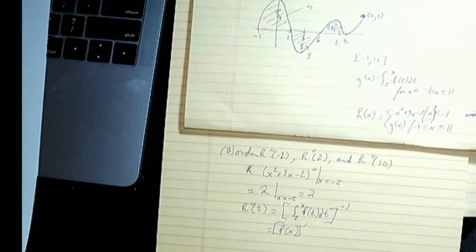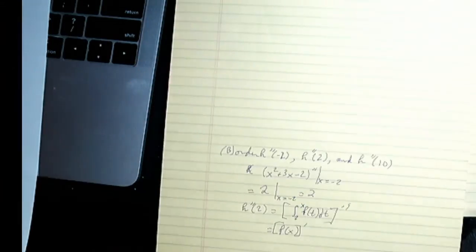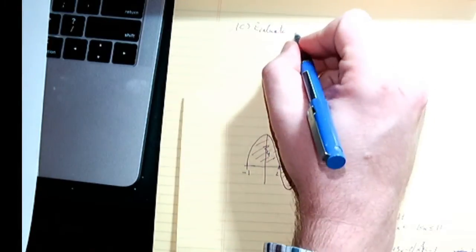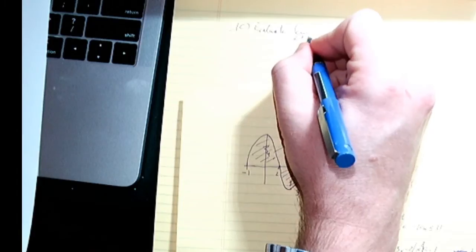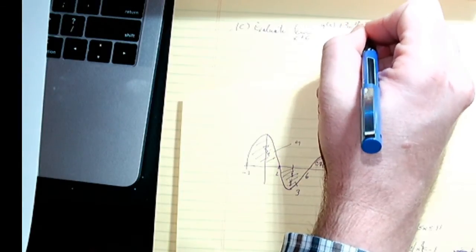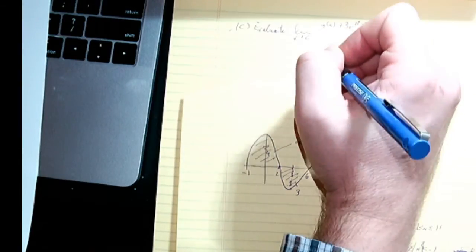That's the second part of this problem. Let's look at the third part. Third part says, scroll this up so you can see it just enough. Evaluate the limit as x approaches 6 of g of x plus 3 e to the 12 minus 2x over x squared minus 36.